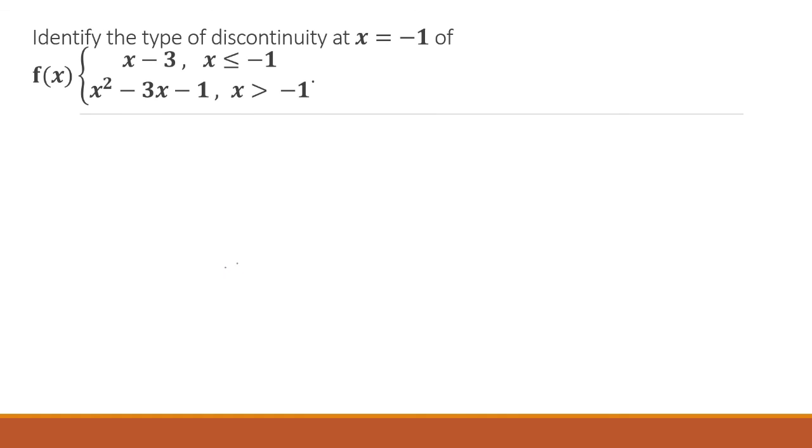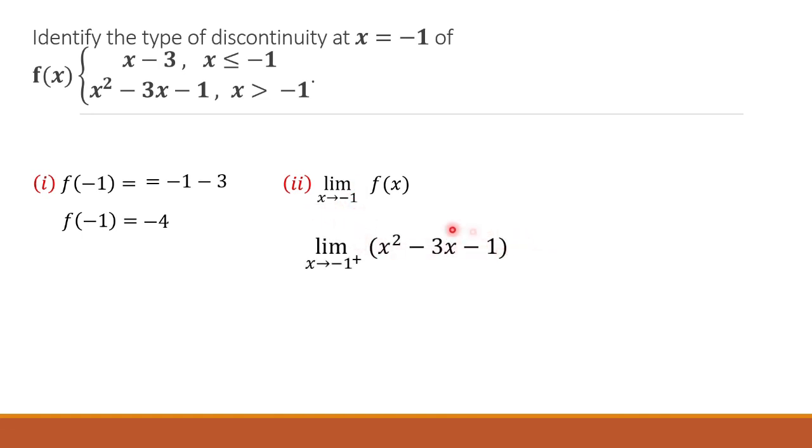For another example, let us identify the type of discontinuity at x is equal to negative 1. Solving for f of negative 1 for this piecewise function, we're going to use the first function, which is x minus 3. By direct substitution, we have negative 1 minus 3, and therefore this is negative 4. Let us now identify the limit of the function as x approaches negative 1. For the right-hand side limit, we're going to use x squared minus 3x minus 1. And for the left-hand side, we're going to use x minus 3.